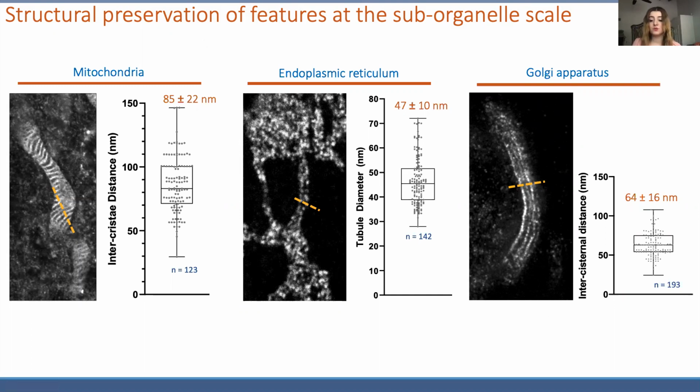As for the ER, we determined an average tubule diameter of 47 nanometers, which is consistent with EM data. And as for the Golgi, we calculated an intercisternal distance of 64 nanometers, which is also consistent with electron microscopy data. With these results, we confirmed that sub-organelle structures are reasonably preserved with our protocol.